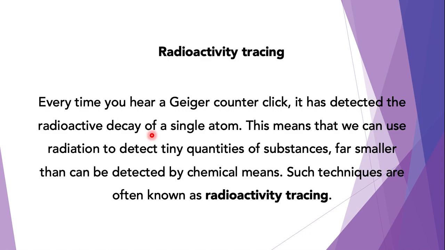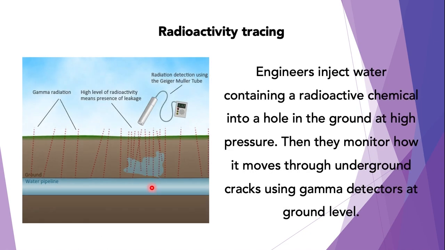So what engineers do is that they inject water containing a radioactive chemical into a hole in the ground at high pressure. Then they monitor how it moves through underground cracks using gamma detectors at ground level. This is the water pipeline. The engineer doesn't know there is a water pipeline. So when we inject water containing a radioactive chemical into a hole in the ground at high pressure, the Geiger counter can monitor the presence of this radioactive chemical and move along with it as it moves forwards. Then the engineers find out that there are some water cracks or water pipelines over here.